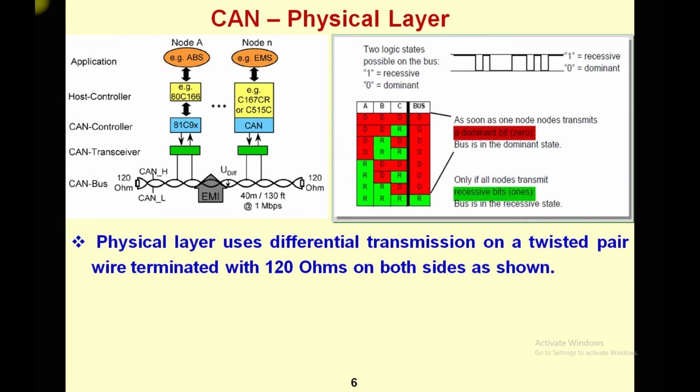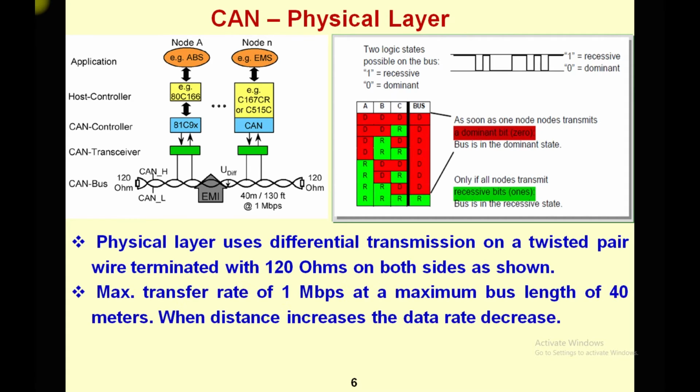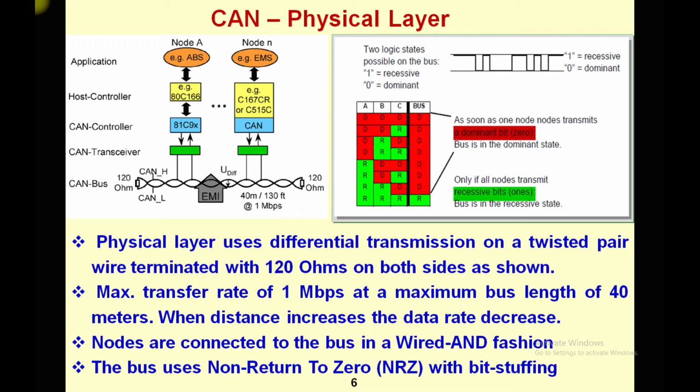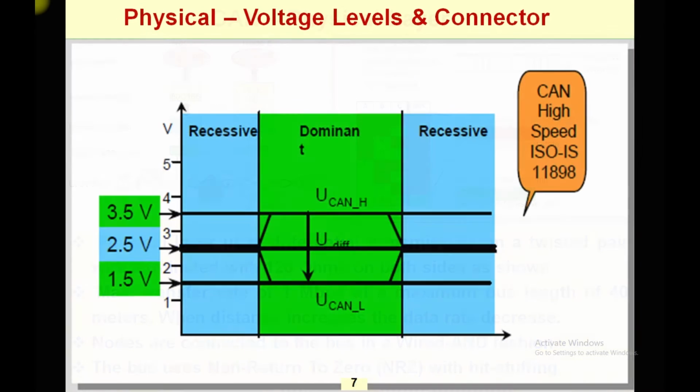The physical layer uses differential transmission on a twisted pair wire terminated with 120 ohms on both sides, as shown here, and a maximum transfer rate of 1 megabit per second at a maximum bus length of 40 meters. When distance increases, the data rate decreases. Nodes are connected to the bus in a wired AND fashion, as discussed. The bus uses non-return to zero with a bit stuffing technique, which we will be discussing soon.